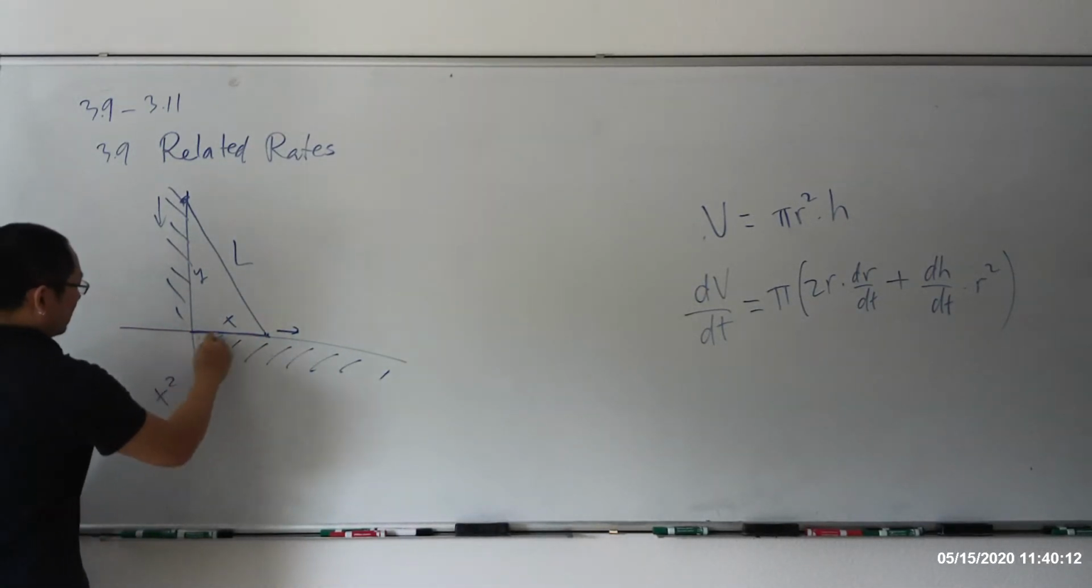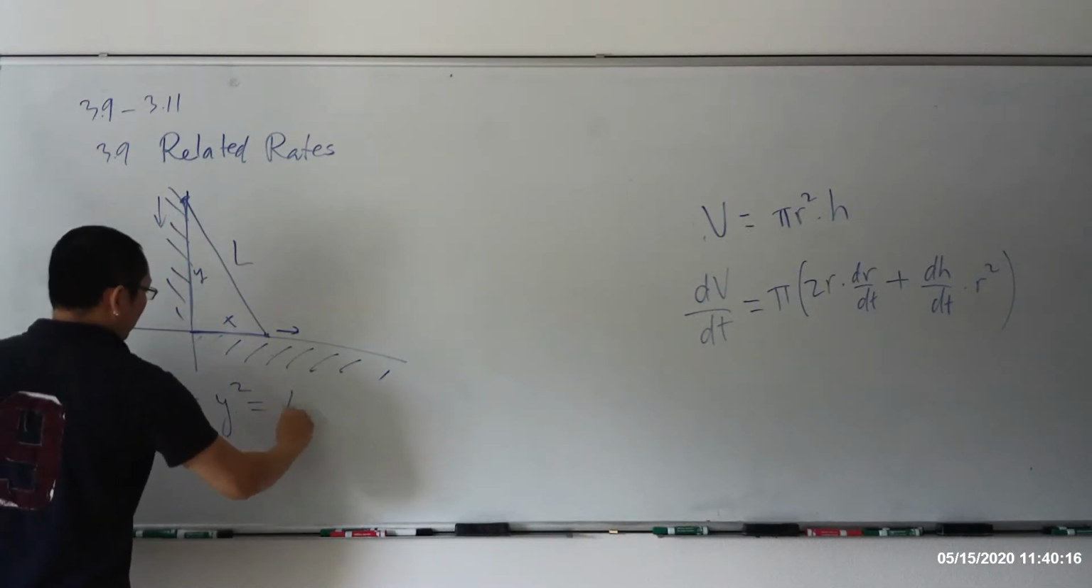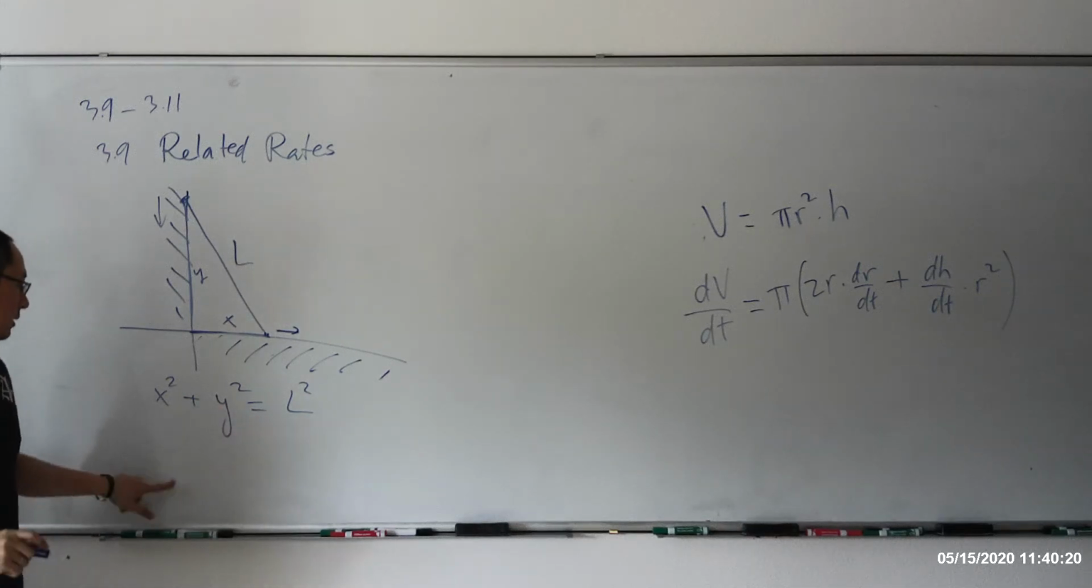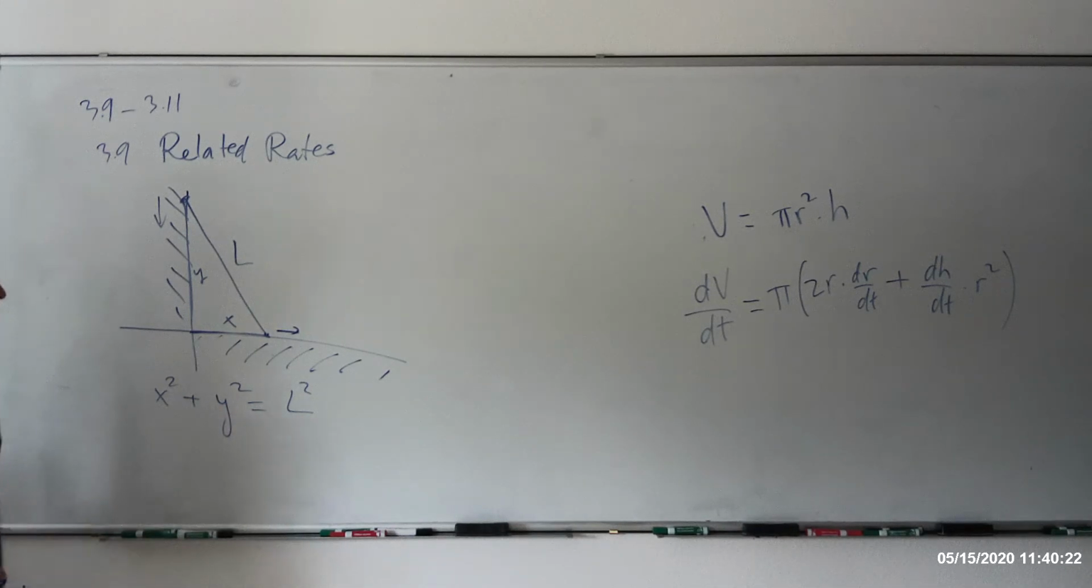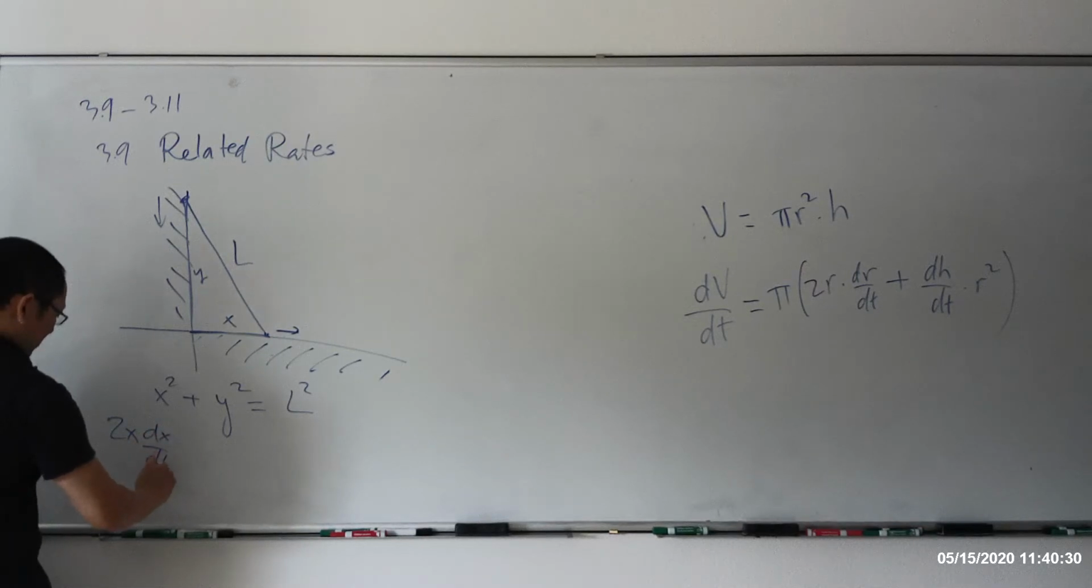x squared, this is x, and this is y, plus y squared equal to L squared. Is it right? The squares of the two sides add up to equal the hypotenuse squared. All right. Now differentiate both sides. For x squared, the derivative is 2x times dx over dt, which is x prime.